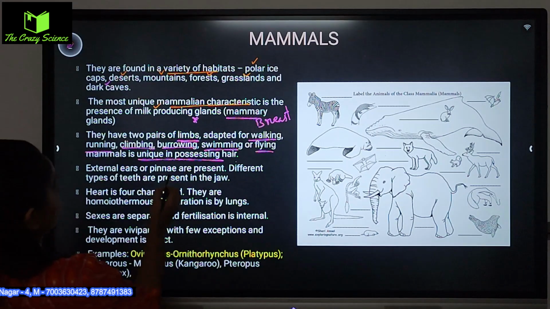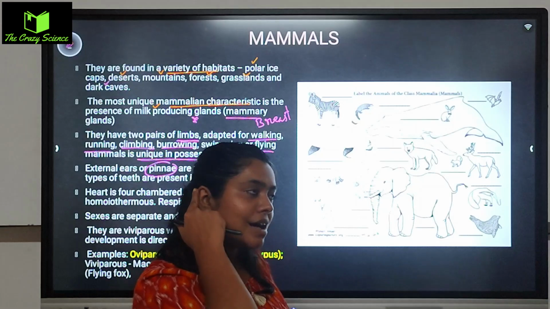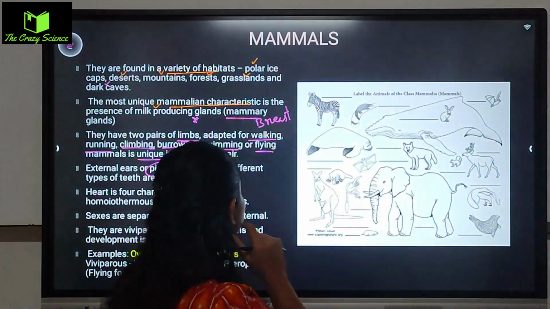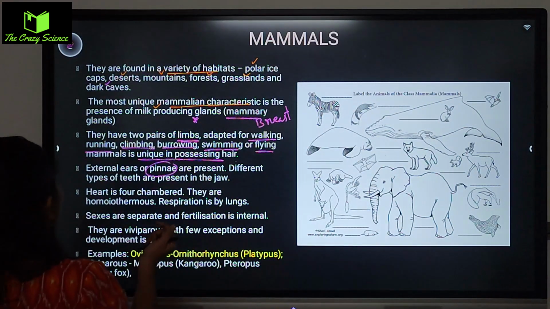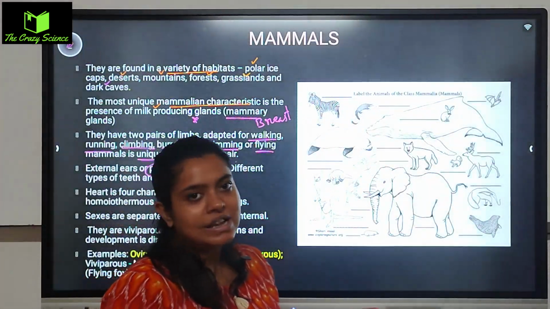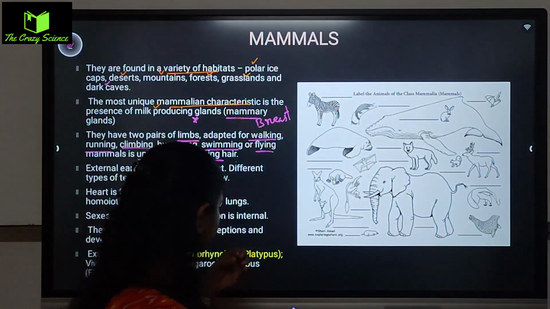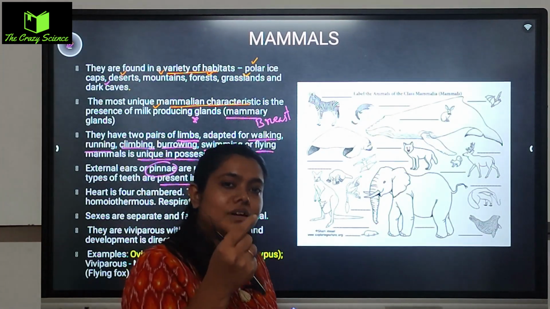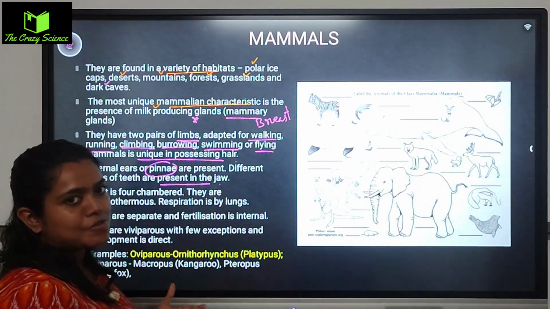External ears or pinna are present. The outer part of the ear is called the pinna. Different types of teeth are present in the jaw: incisor, canine, premolar, molar. We know the teeth formulas, so they are also present, but they differ.